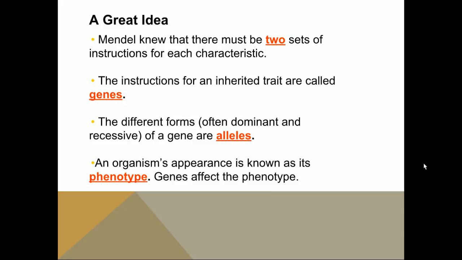An organism's appearance is known as its phenotype. Genes affect the phenotype. The way I can remember that the phenotype is the organism's appearance is that phenotype starts with ph. Physical starts with ph. So the physical appearance, what you see when you look at something, is the phenotype. So for example, if you look at me, I have brown hair. So that's my phenotype. You would say Mrs. Monagle has brown hair because that's her phenotype.